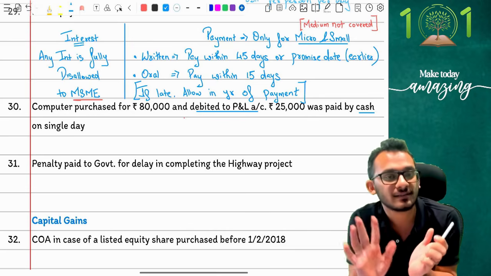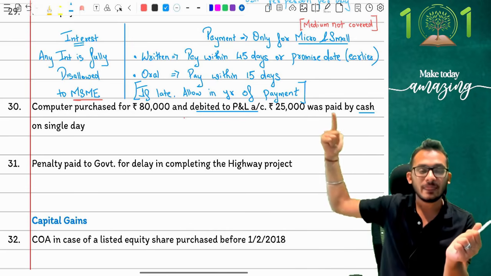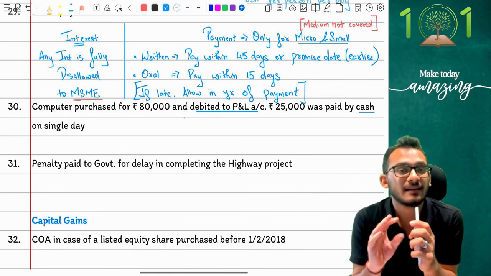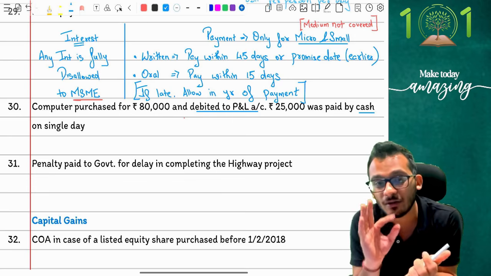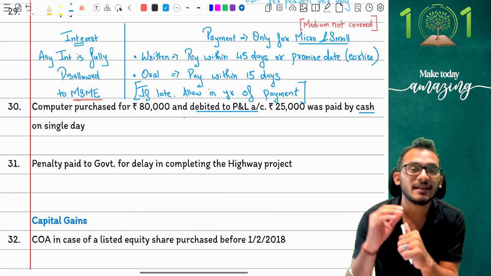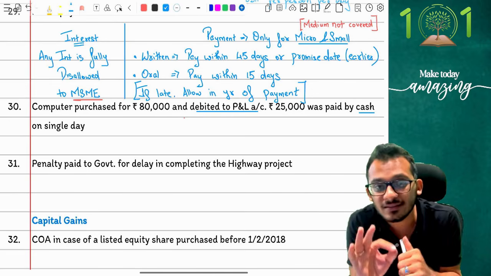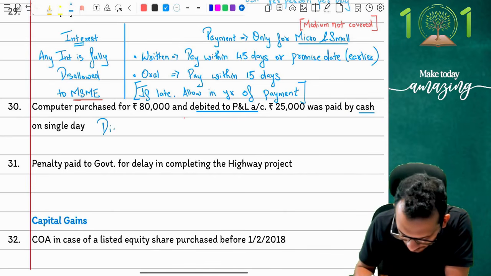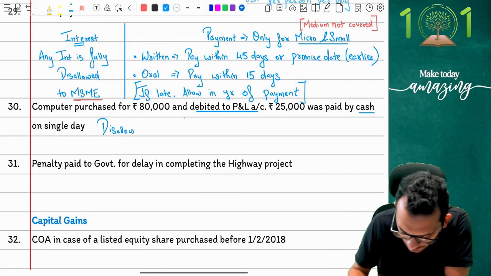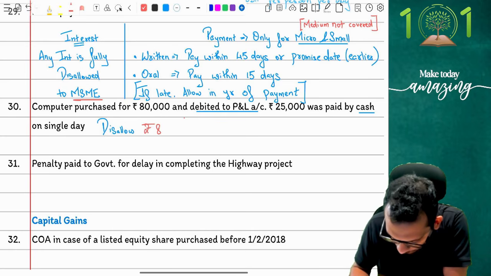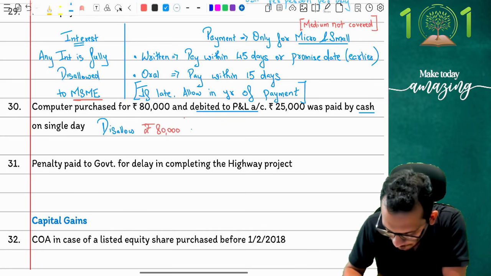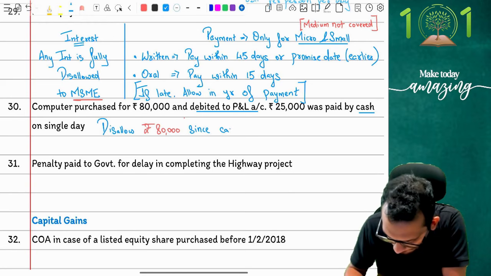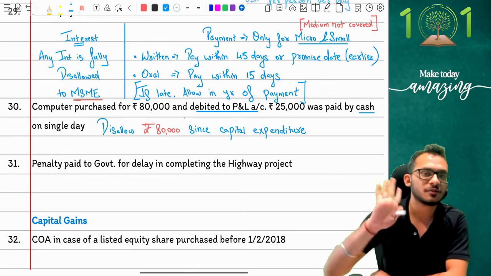Something is wrong about the accounting itself. Even before you jump to the fact that more than 10,000 was paid by cash, understand that an asset itself is debited to P&L, which is a wrong entry. So students saying 25,000 should be disallowed is wrong. The answer is you should disallow the complete 80,000 rupees first. Disallow full 80,000 rupees since it is a capital expenditure.